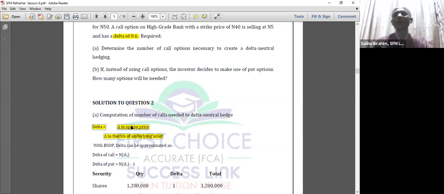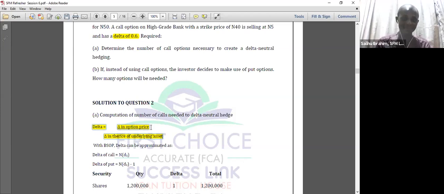Now, we can use the concept of delta to hedge. That is what we call delta neutral hedging. How do we do that? If I say I want to use my delta to hedge, what I'm saying is that I want to create a position such that whatever happens to the price of the asset is not going to affect my option price.